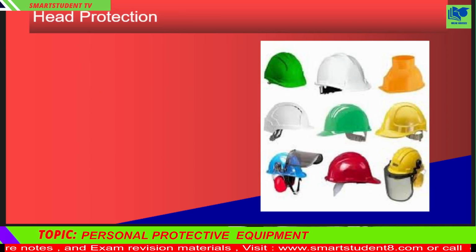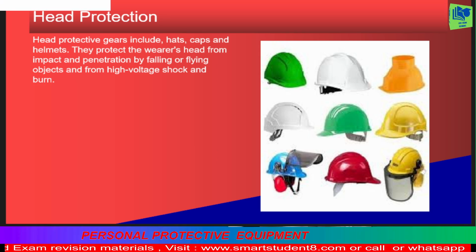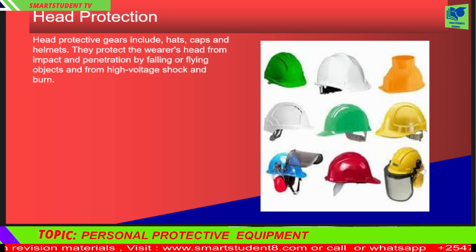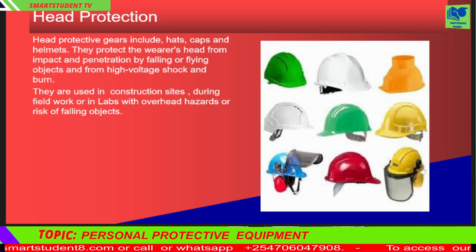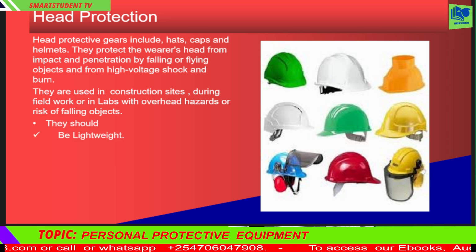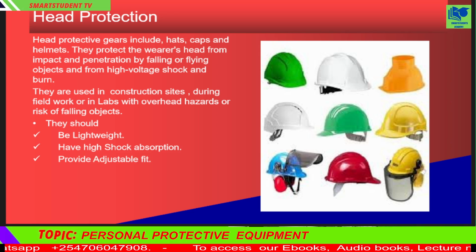6. Head protection. Head protective gears include hats, caps, and helmets. They protect the wearer's head from impact and penetration by falling or flying objects and from high-voltage shock and burn. They are used in construction sites, during fieldwork, or in labs with overhead hazards or risk of falling objects. They should 1. Be lightweight. 2. Have high shock absorption. 3. Provide adjustable fit.